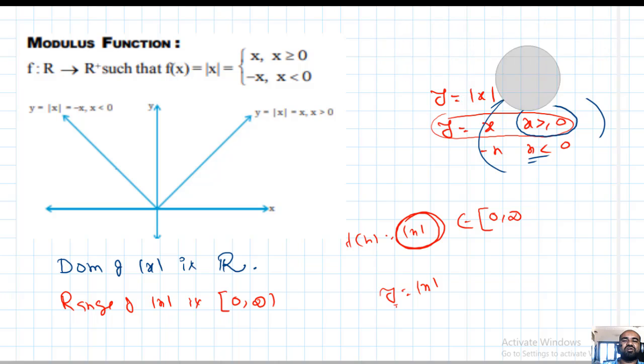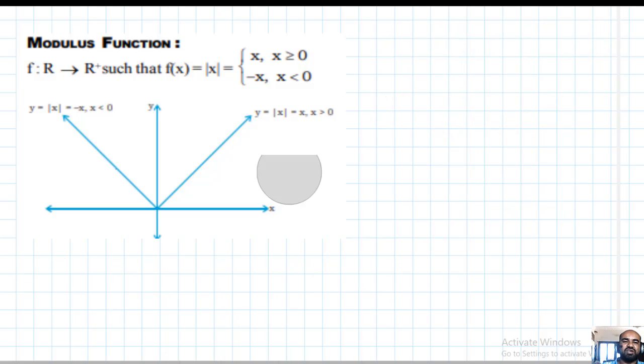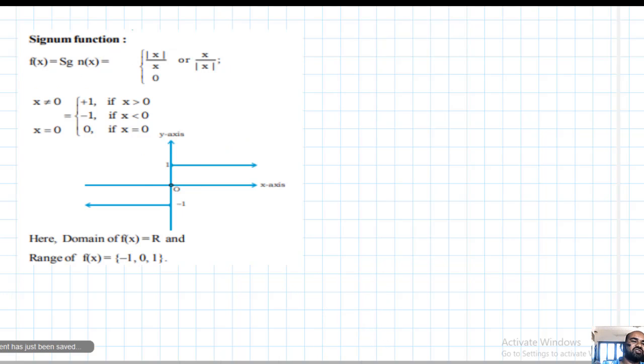Okay students, this is about the modulus function, the first piecewise function. Second piecewise function: the signum function. You will write sgn x in the examination, meaning signum function. Signum of f(x) is also correct; that is not a big problem. Actually, sgn x means signum function. I want to explain the definition and draw everything.